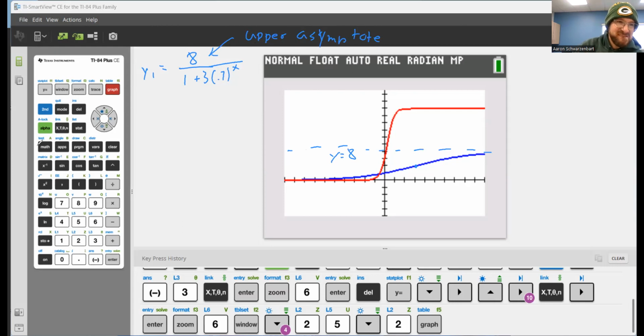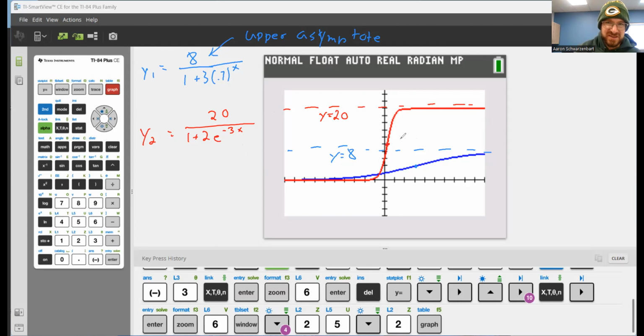My other one, y2, was 20 over 1 plus 2e to the negative 3x. Upper asymptote here is 20. And it looks like that one's midpoint is going to be halfway up at 10, so just a hair off the axis, slightly shifted to the right.